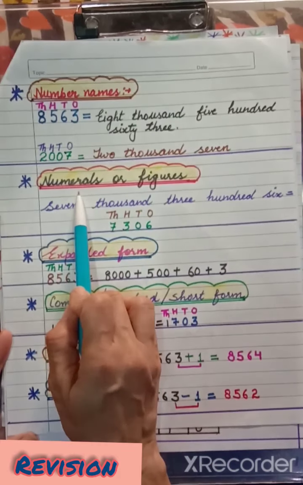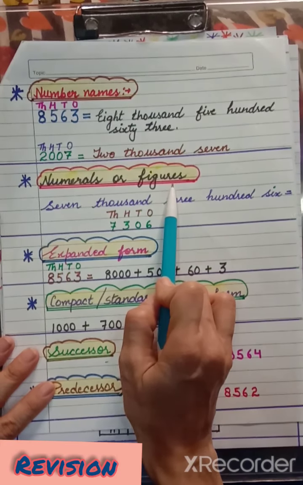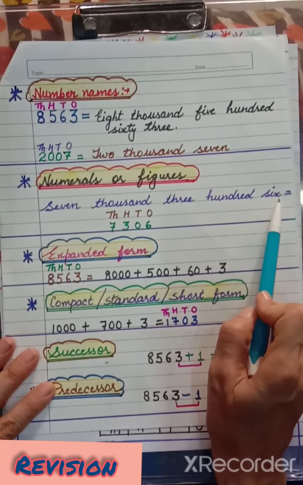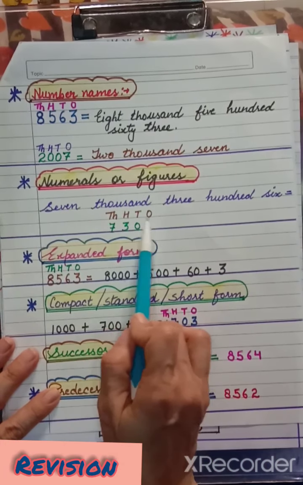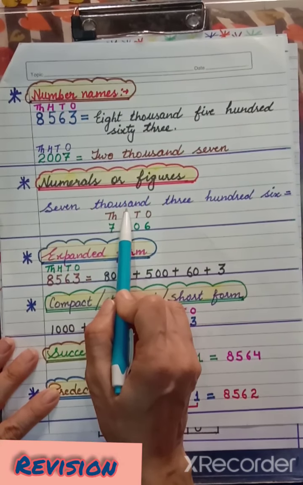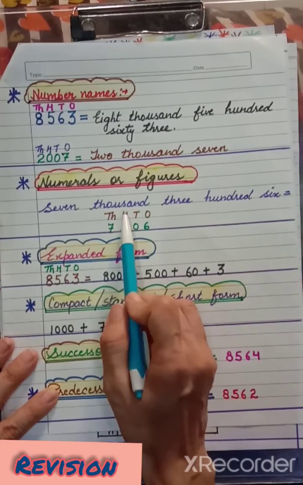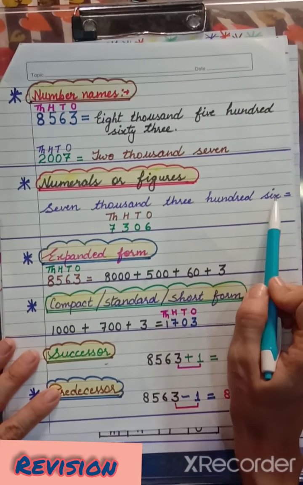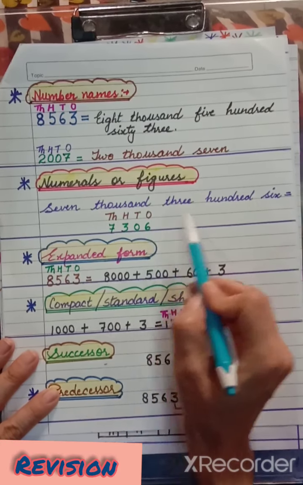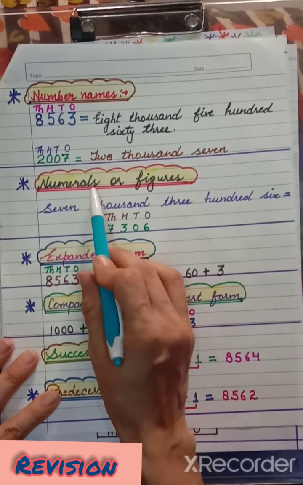Next is numerals or figures. When we write the number in figures, means spellings are given: 7306. First of all, the first step is we write the place value table. Ones, tens, hundreds, thousands. So 7000. Below the thousands we write 7. 300. Below the hundreds we write 3. 6 is at the last, so at ones place we write 6. There is nothing at tens place, so we write 0.